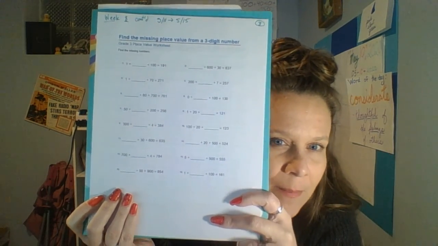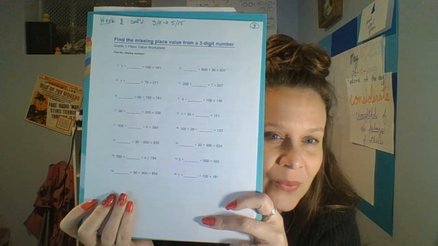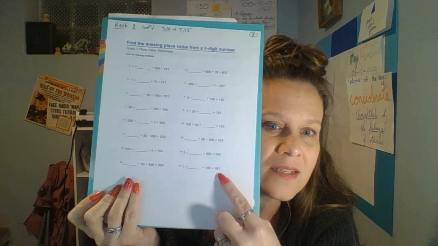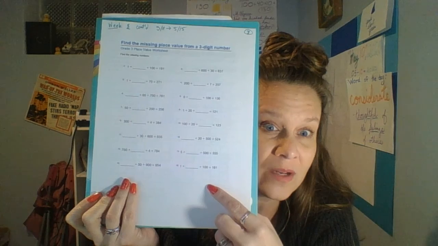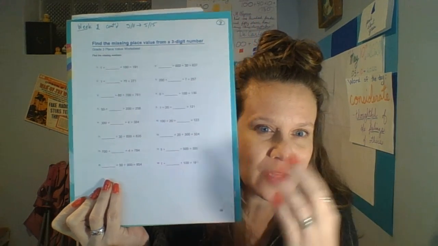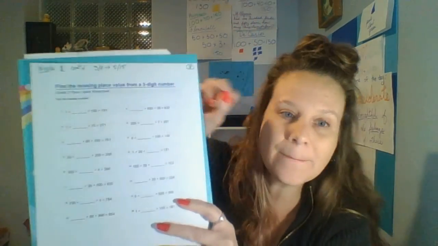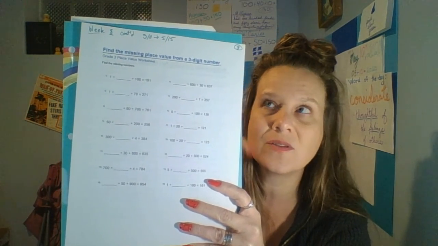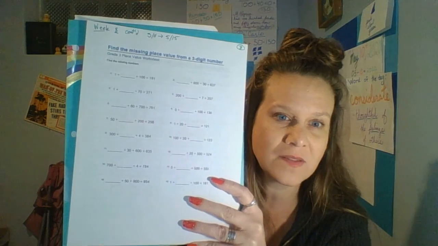So it looks like it might be kind of tricky. It's got some missing numbers, but really, if we look closely at it, this is just expanded form. Remember when we took a 3-digit number and we blew it up, we expanded it into just its place value. We've also done it with number bonds.